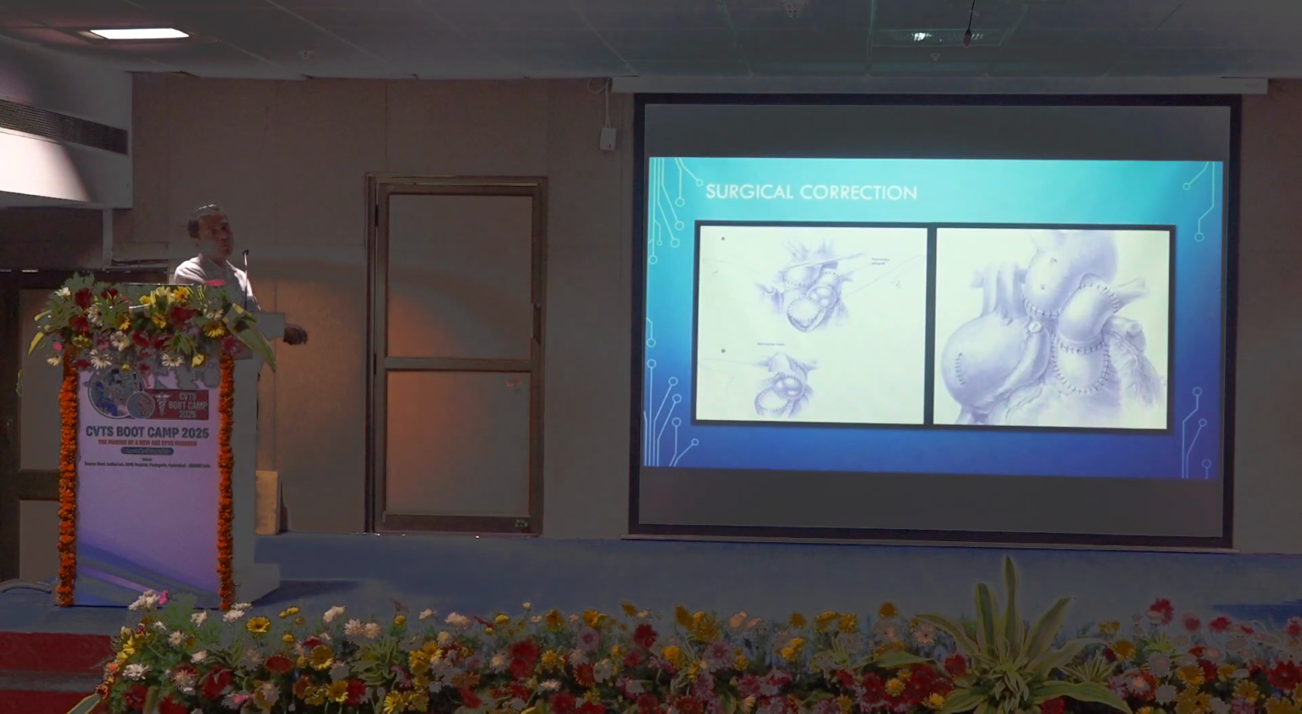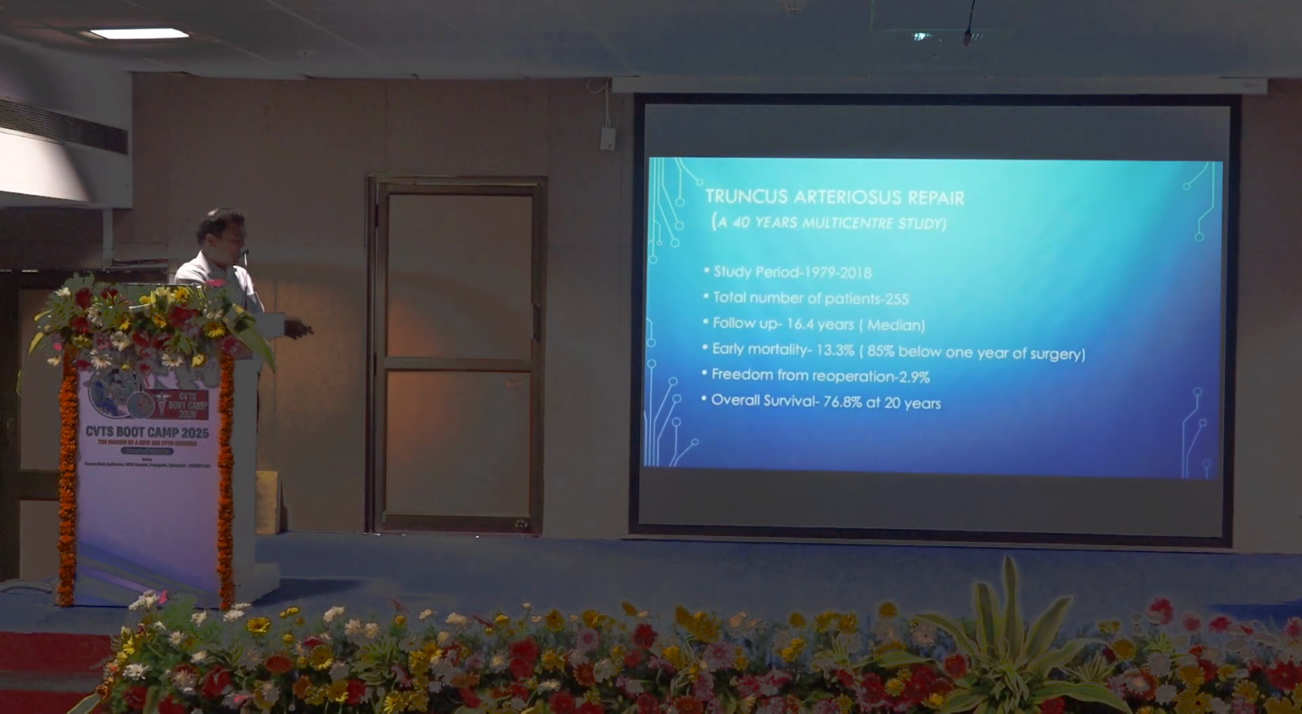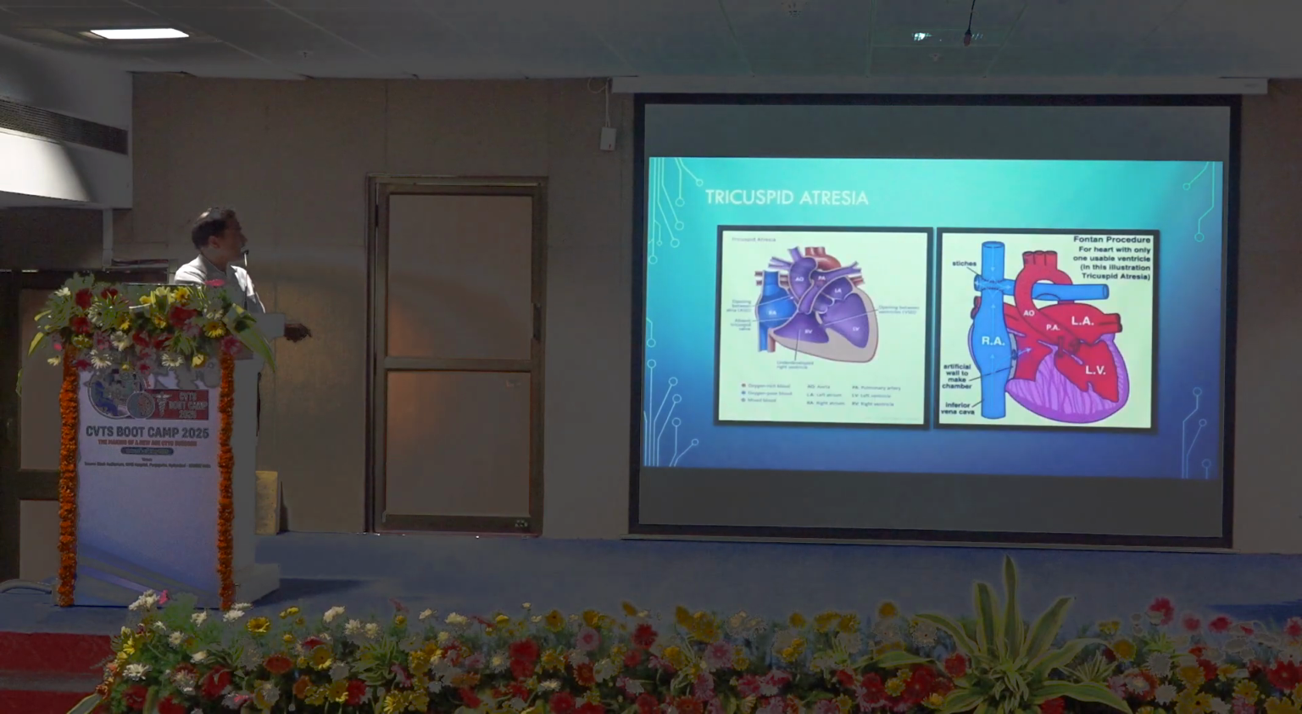The conduit can be a homograft, or a bovine jugular vein, or you can directly connect to the RV posteriorly, and anteriorly you can augment with a patch. So this is the final look after truncus arteriosus repair. I am not going into the detail of this, it is not very common.